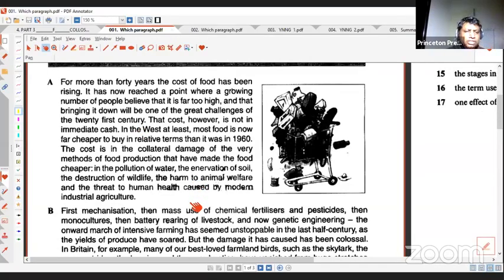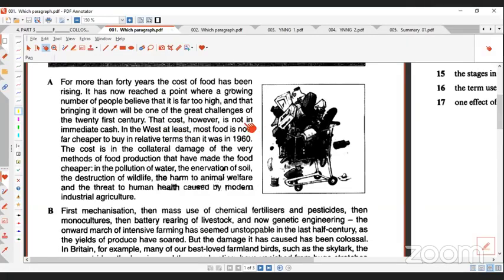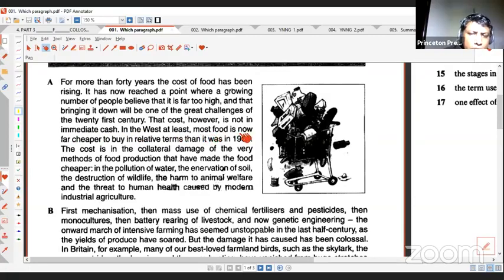That cost, however, is not immediate cash. So this is important. They're not only talking about the monetary cost, but other aspects as well. In the West, at least, most food is now far cheaper to buy in relative terms than it was in 1960. The cost is in the collateral damage.